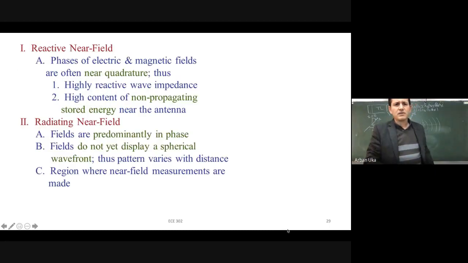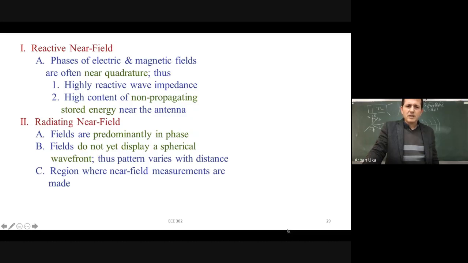Now, the reactive near field, in this region, the phases of electric and magnetic fields are such that we have a highly reactive wave. There is a high impedance, and there is a high content of non-propagating stored energy near the antenna. So this energy is in principle somehow stored there. It is not propagating.